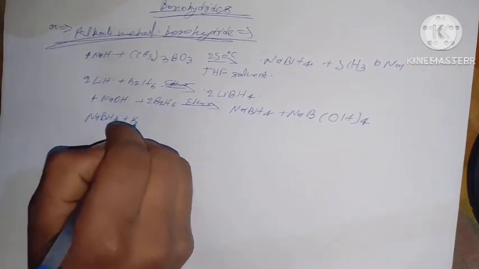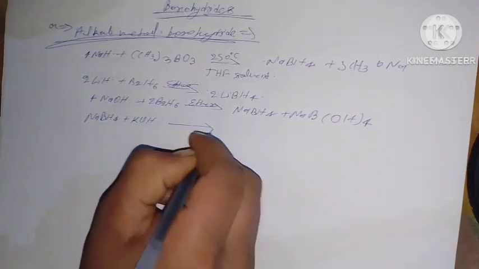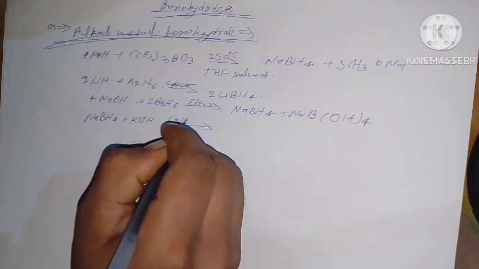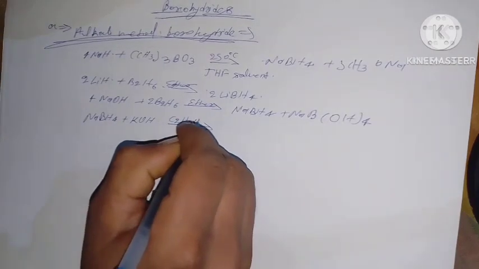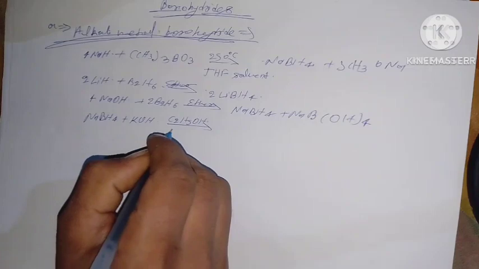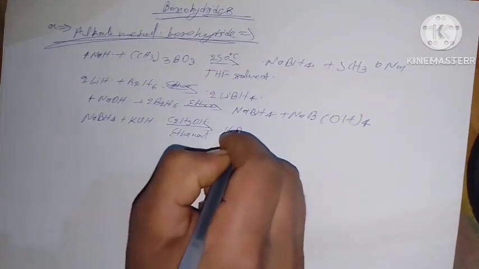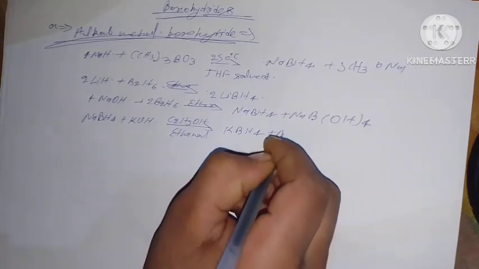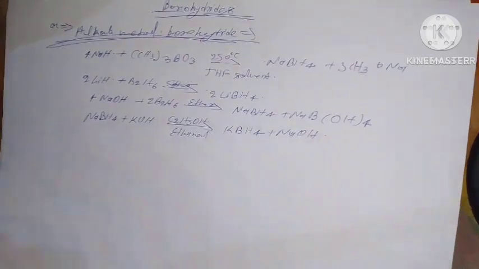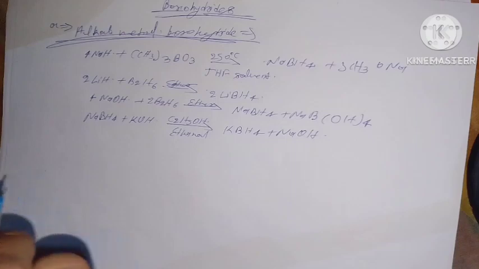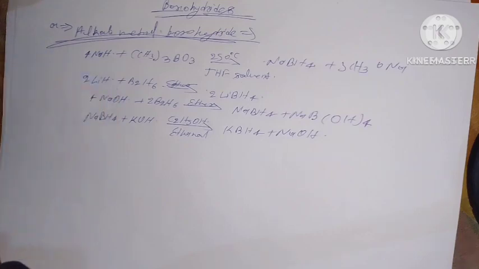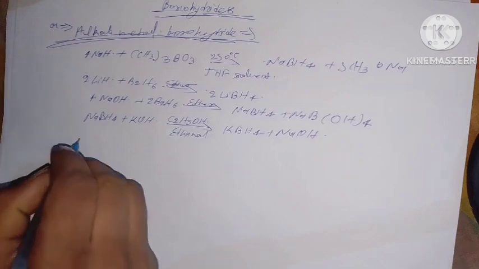Potassium borohydride is prepared as follows: NaBH4 plus KOH in C2H5OH, ethanol, gives KBH4 plus NaOH. The alkali metal borohydrides are colorless ionic solids. The borohydrides react with water with varying ease. Lithium borohydride, LiBH4, reacts violently with water.